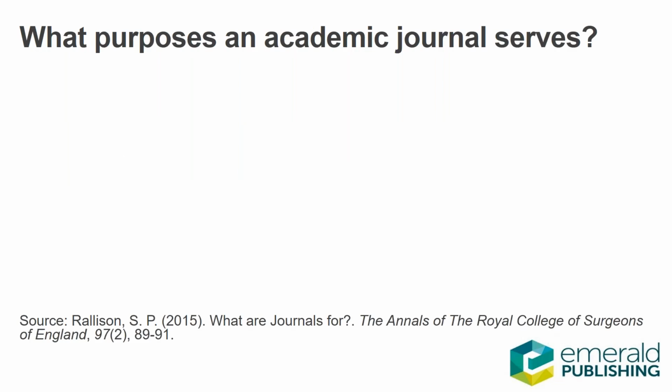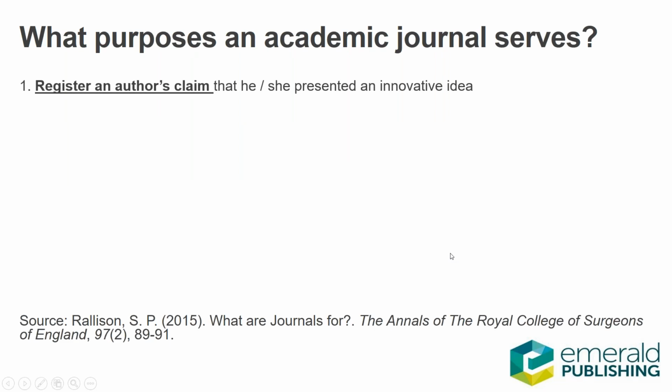Now, what purposes does an academic journal serve? To start with, if I am an author, I will register my claim that I presented an innovative idea. Now, you might ask how you can say it's an innovative idea. My journal will help me register this claim with my colleagues. If I have published this idea with a journal, of course, my claim is registered because it has gone through the scientific merit and scientific filter that I was talking about. So journals help you register your claim as an author.